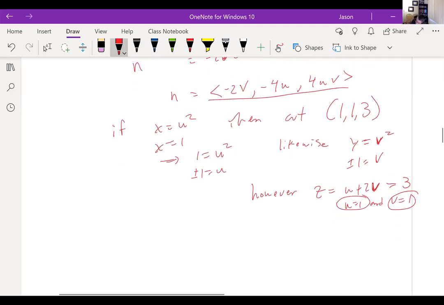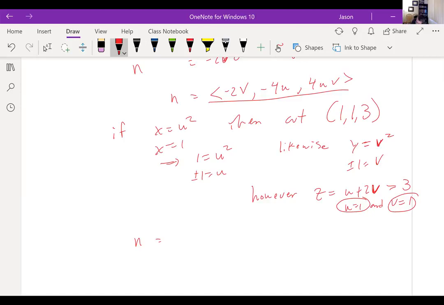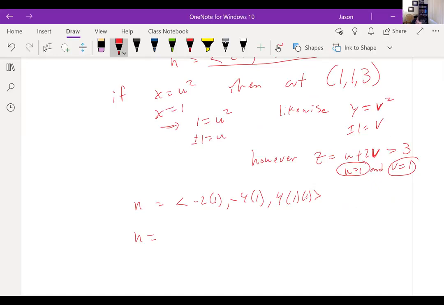And I can say my normal vector to my tangent plane has to be equal to negative 2 times 1, negative 4 times 1, and 4 times 1 times 1. So n is equal to negative 2, negative 4, and 4.